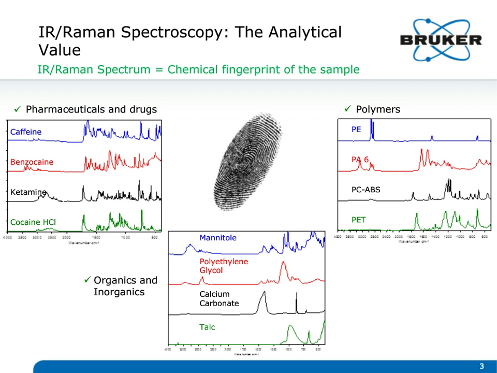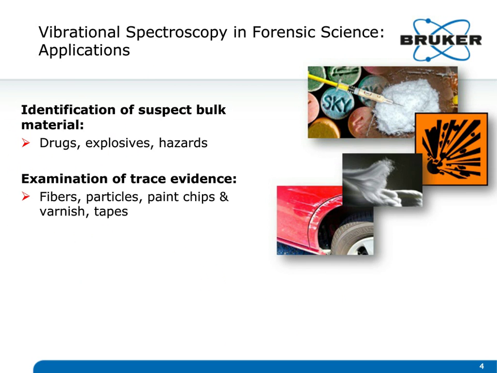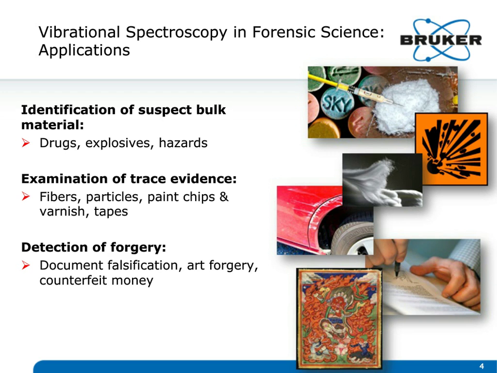And so that is what makes the technique so specific and so desirable to use in a forensics environment. So you can certainly look at drugs, explosives, hazardous materials, and so forth, and with a very robust small spectrometer. You can use infrared or Raman that can go to the crime scene very nicely, quickly and easily. You can look at fibers, particles, paint chips, varnish tapes, documents, and so forth, as we talked about. You can see a Tonka mural down below.